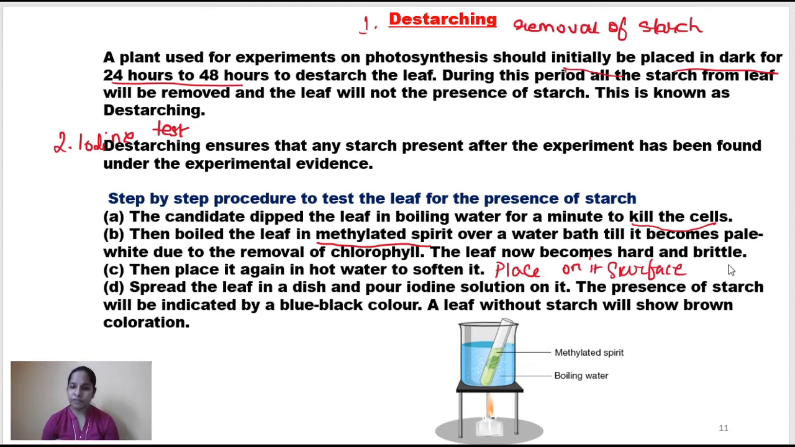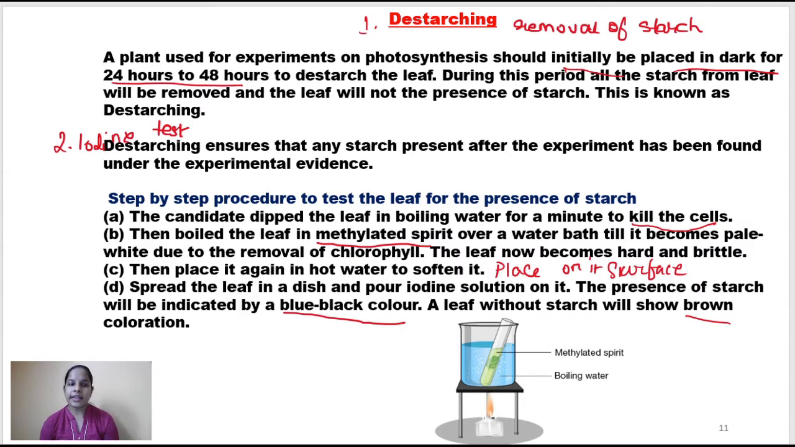Then we add a few drops of iodine solution to it, and the presence of starch is indicated by a blue-black color. Those regions which have starch will show a blue-black color, and those regions where starch has not been formed will show a brown color, which is the color of the iodine.